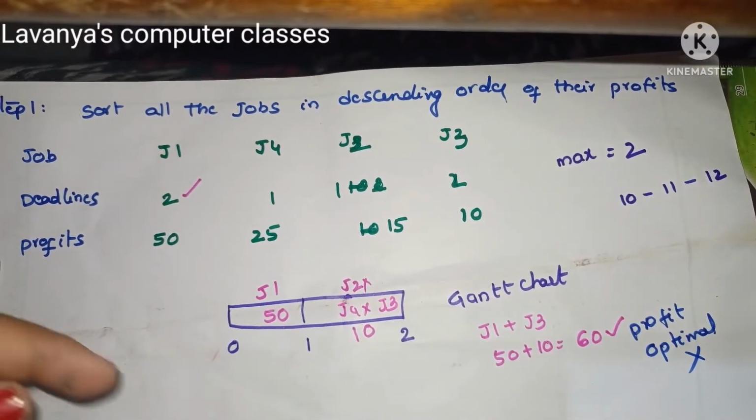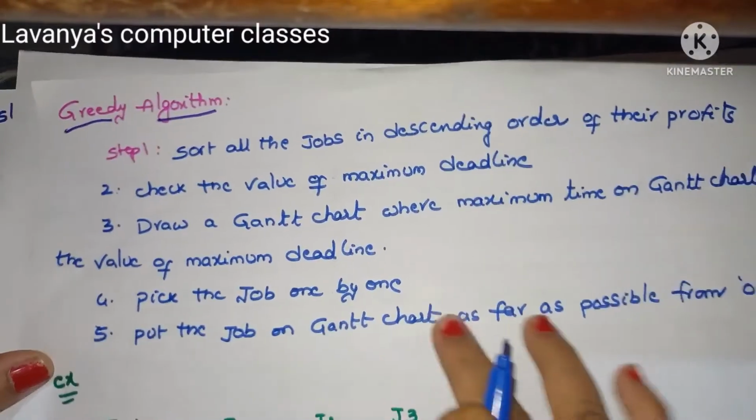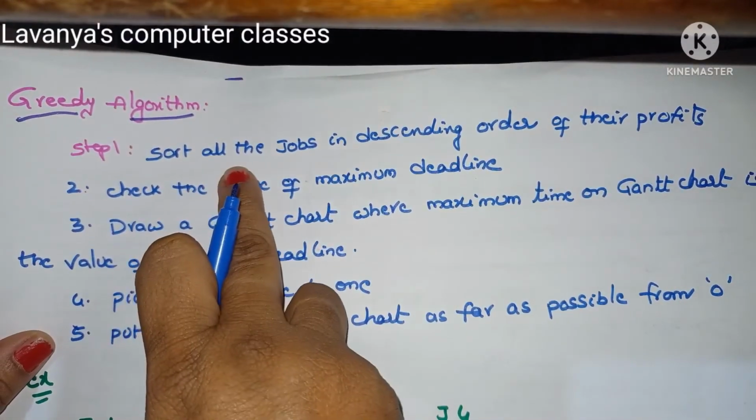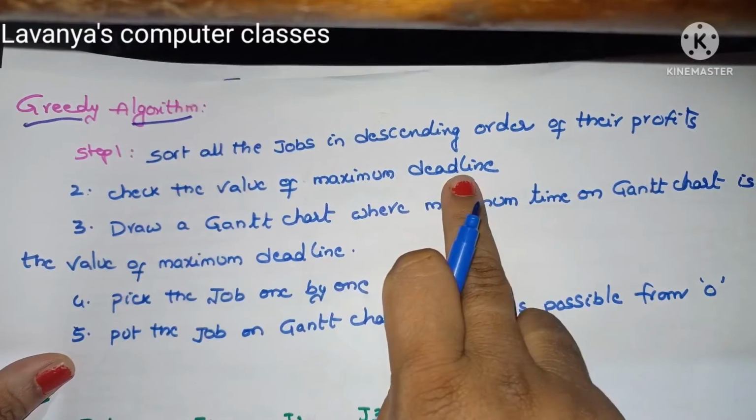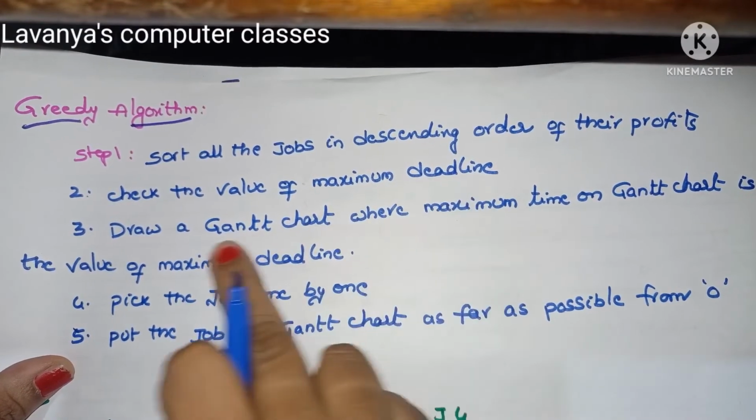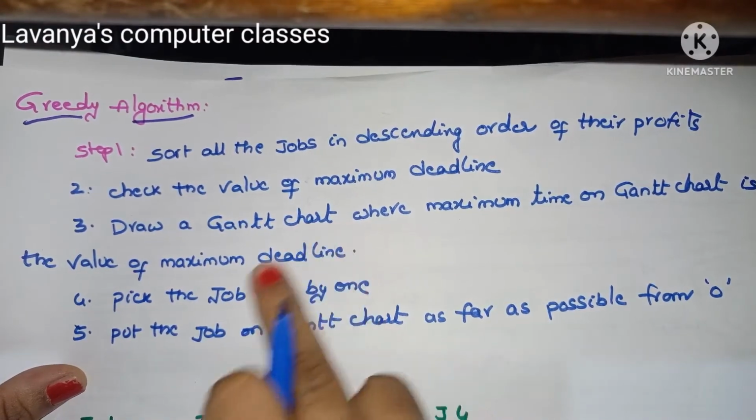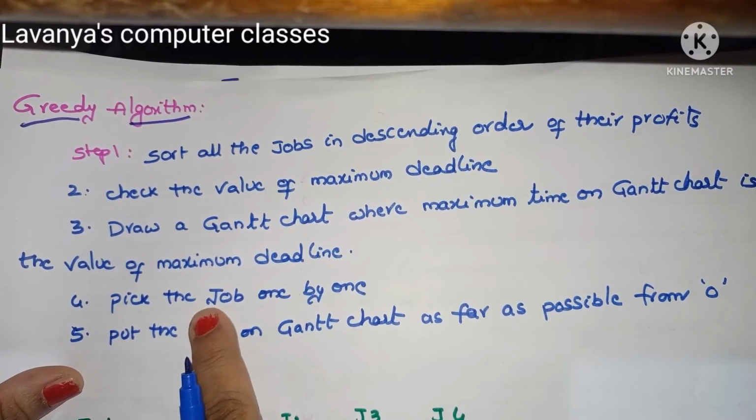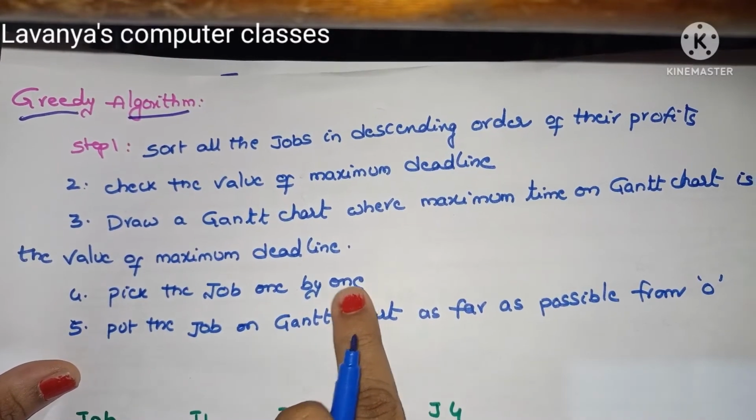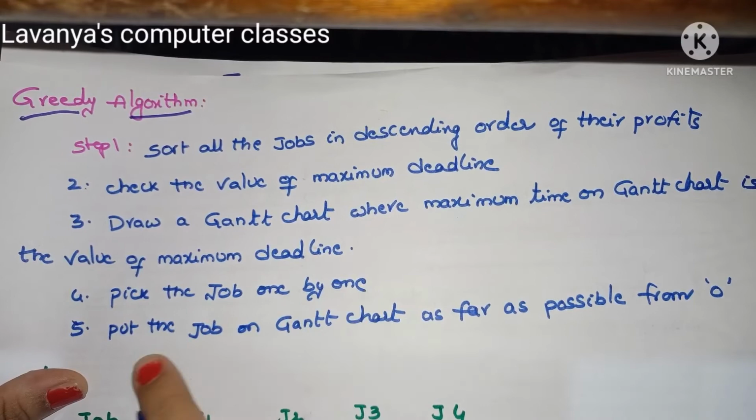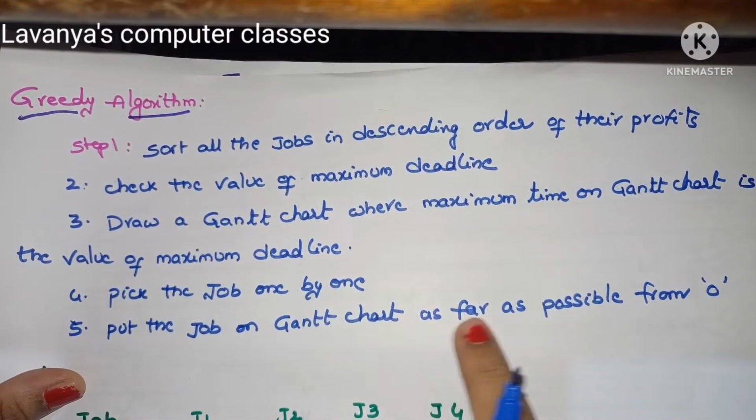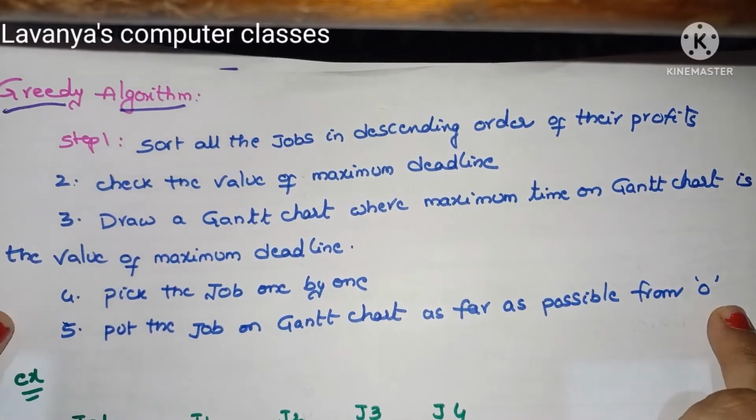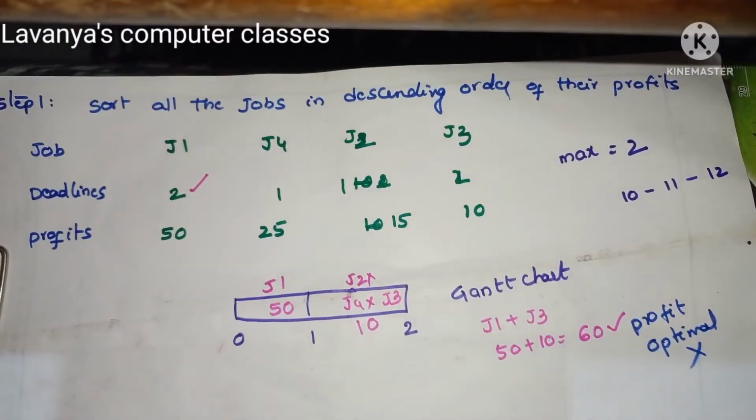That's why, in the greedy algorithm, as I already said, the first step is to sort all the jobs in descending order. Check the value of the maximum deadline. Then draw a Gantt chart. Now here it is important: pick the job one by one. But which job do you pick? That is the important last point: put the job on the Gantt chart as far as possible from 0. That is very, very important.